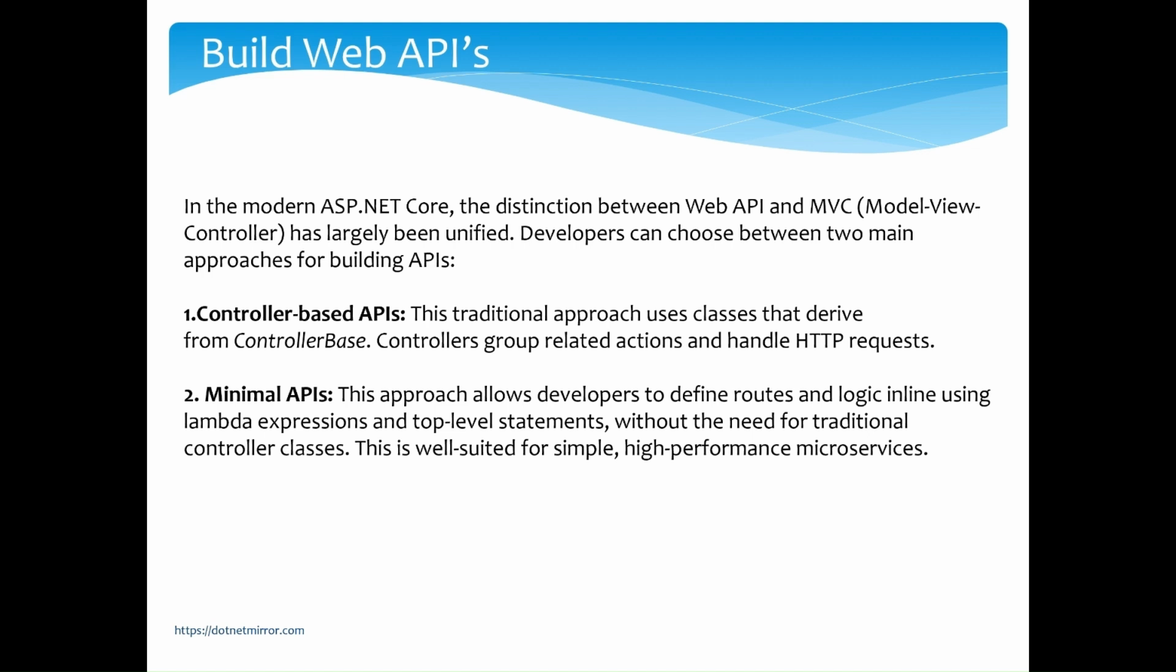But when it comes to minimal APIs, it's a newer and modern streamlined approach where you can define all your routes and the logic within the Program.cs, and within this you can use lambda expressions where you can write your code without controller classes. Here it makes things very simple and you can use it for high performance microservices-based scenarios. You can go for minimal APIs.